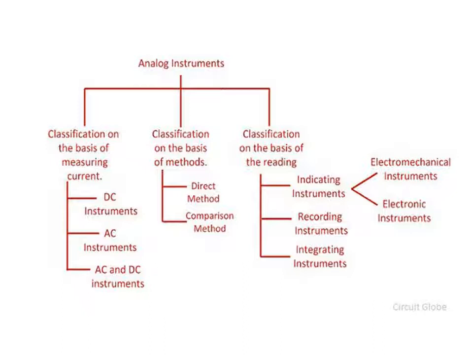Now we will see the classification of analog instruments. Based on the type of current measured, they are DC instruments, AC instruments, and AC and DC instruments. On the basis of methods, direct method and comparison method. On the basis of the reading, indicating instruments, recording instruments and integrating instruments. Now, indicating instruments are of two types, electromechanical instruments and electronic instruments.